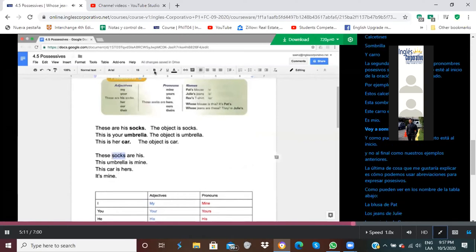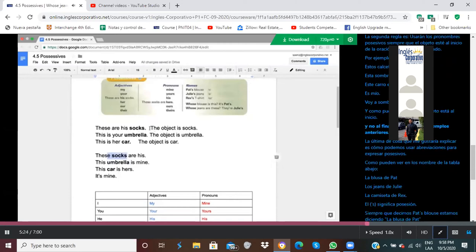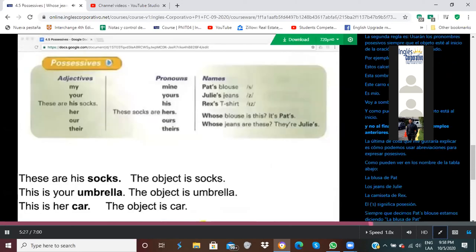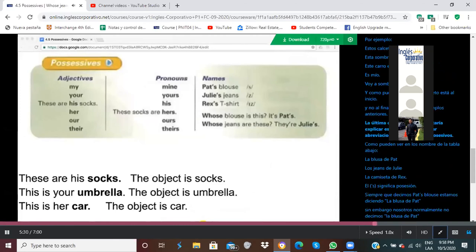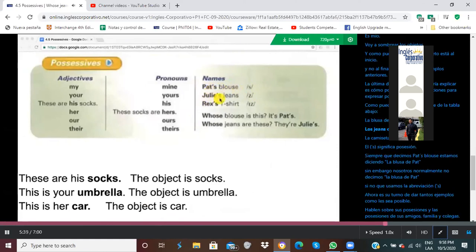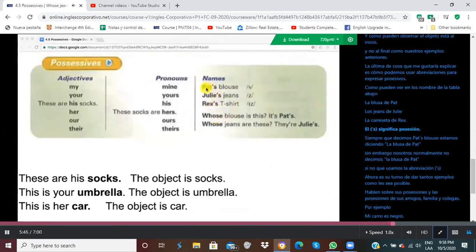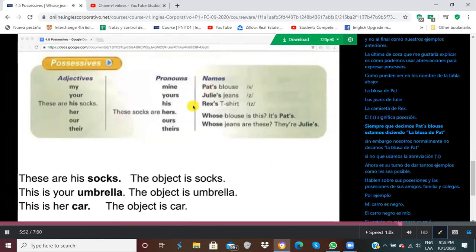The object, I'm going to highlight. And as you can see, the object is at the beginning, not at the end, as in our previous example. The last thing that I would like to explain is how we can use contractions to express possessives. As you can see on the chart, under names, Pat's blouse, Julie's jeans, Rex's t-shirt. The apostrophe S means possessive. Whenever we say Pat's blouse, we are saying the blouse of Pat.